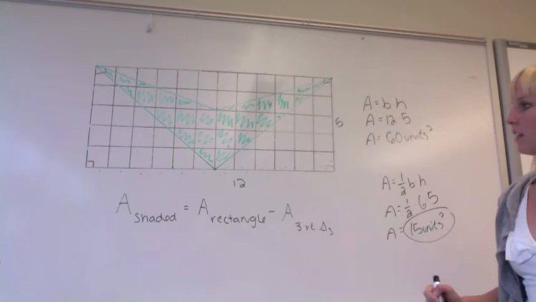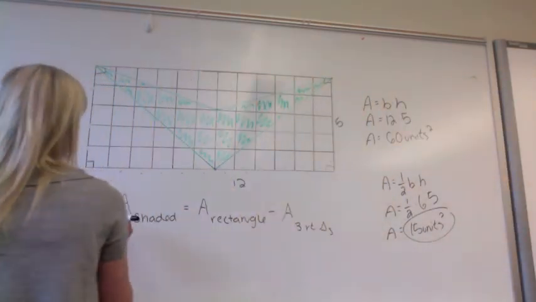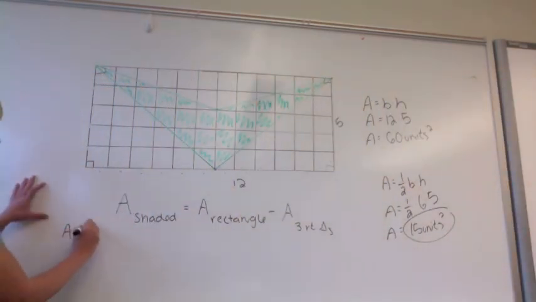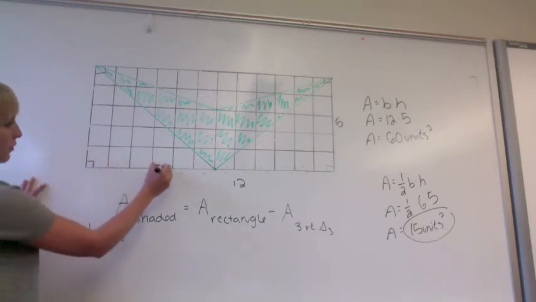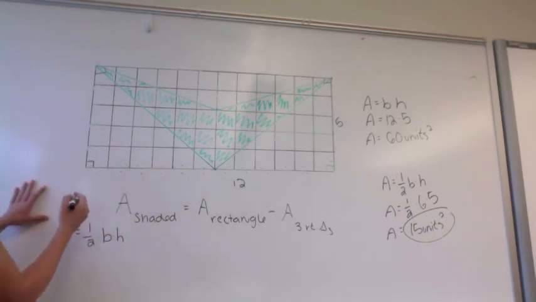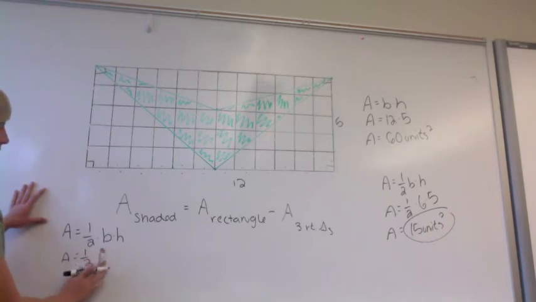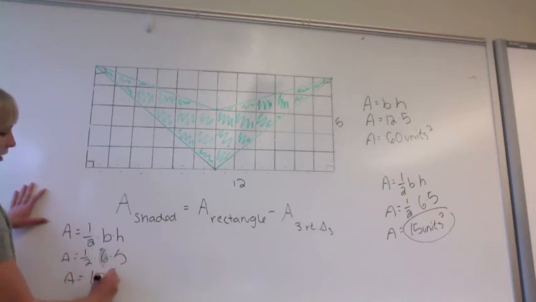Then we can do the same thing for this one over here. So we start out with the formula. Area is equal to 1/2 the base times the height. The base is 1, 2, 3, 4, 5, 6, and the height is 5. Well, this is the same as the last one. I'm just going to do the same thing. So 6 times 5. So the area has to be 15 units squared again.